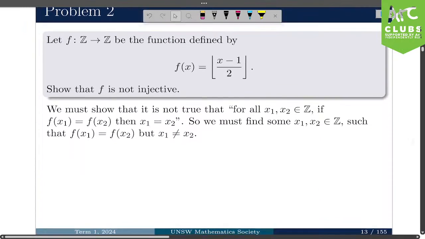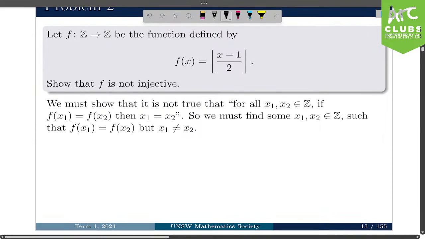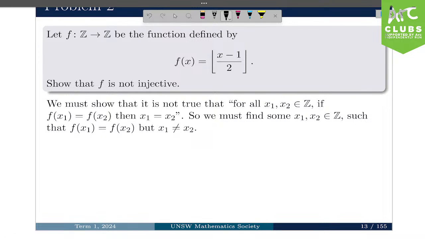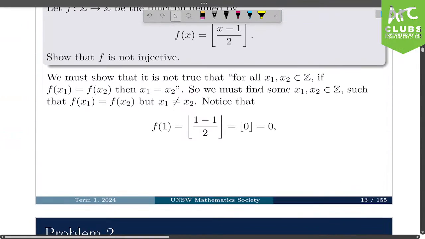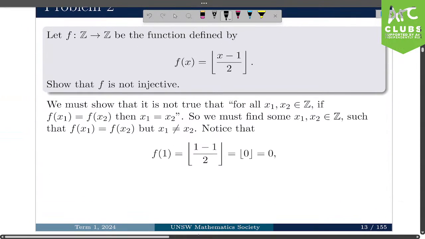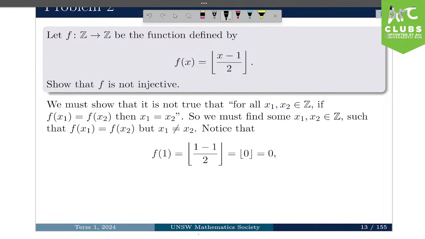If that's not true, then we need to find some counterexample, some pair x1 and x2 in our input space such that their outputs are equal, but they are themselves not equal. So basically two elements that map to the same output. And if you think about it, this is not too hard to find. So our first element could be 1. F of 1 maps to 0, right?